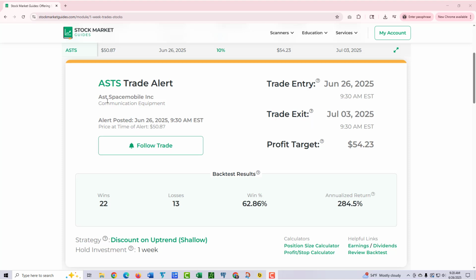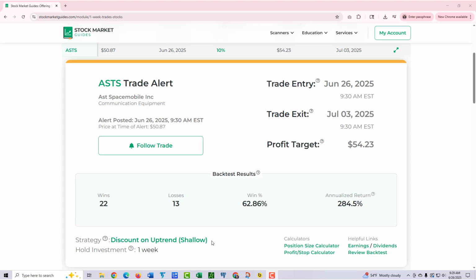So on the screen here is a trade alert for ASTS that we posted, and you can see it has a very precise trade exit timestamp. And in this case, it also has a profit target. So the idea with each of our trade alerts is that we're alerting you when we find a trade setup that has a backtested edge.